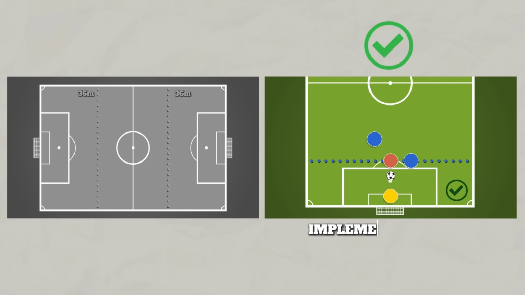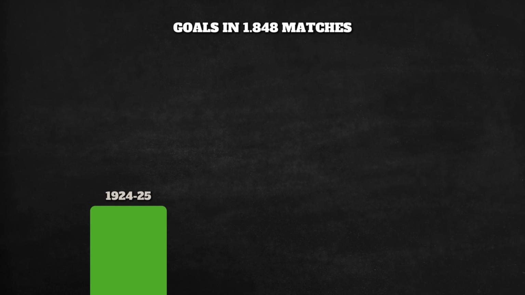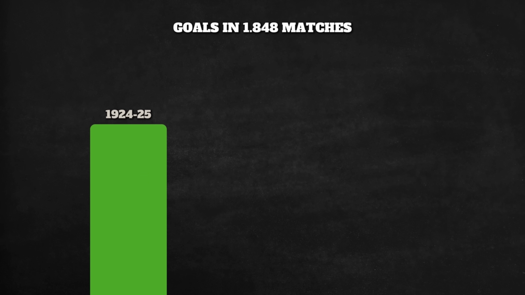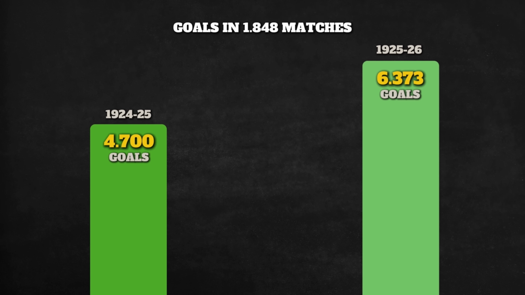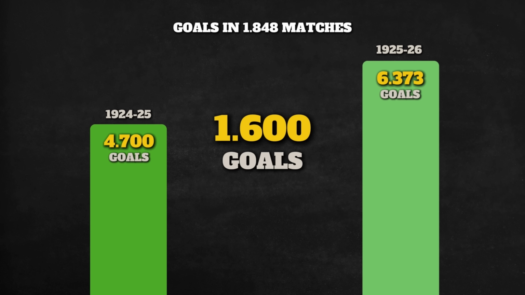The new proposal was implemented from the 2025 to 2026 season in the English tournament and had an immediate impact on the show. In the previous year's competition, the last under the old rule, 4,700 goals had been scored in 1,848 matches. In the next edition, however, the number jumped to 6,373, with no change in the number of matches. We're talking about more than 1,600 goals of difference. Absolutely mad. The show was back, and the ball was smiling again.